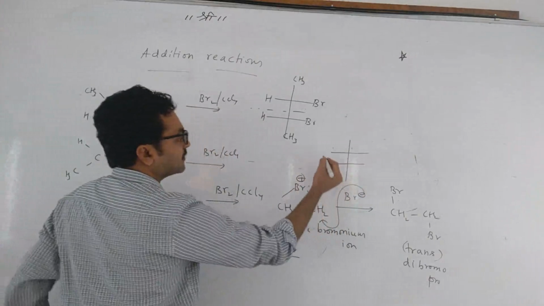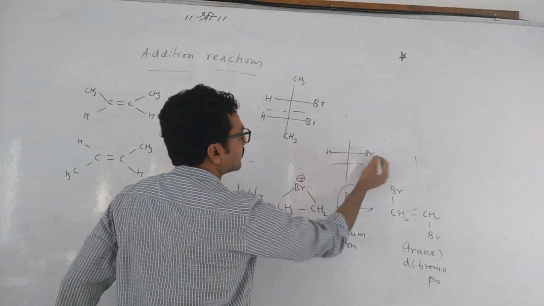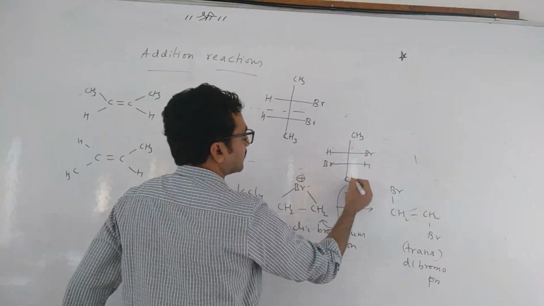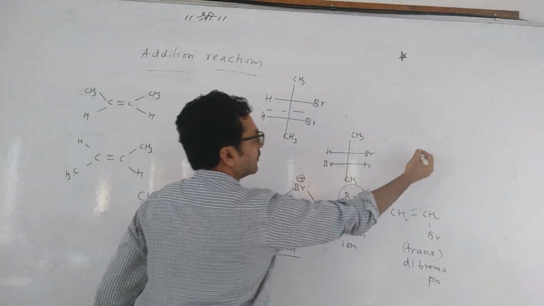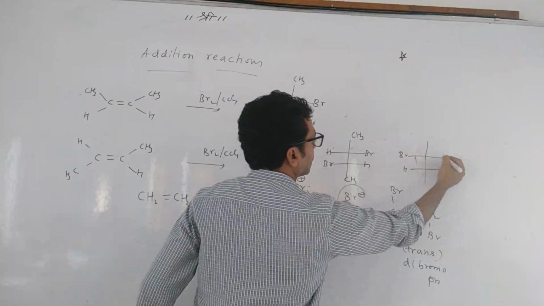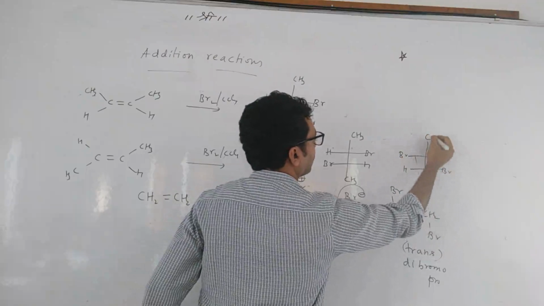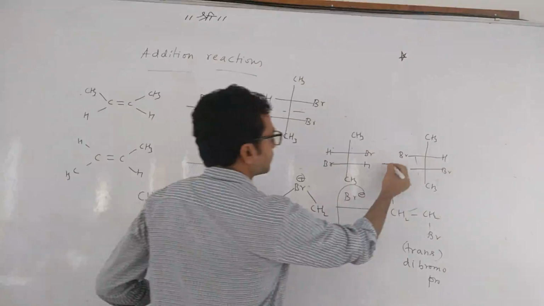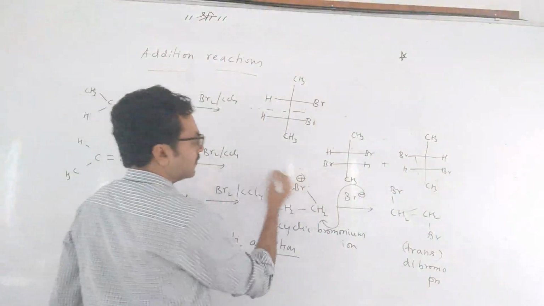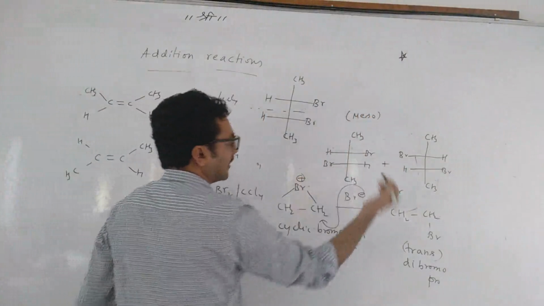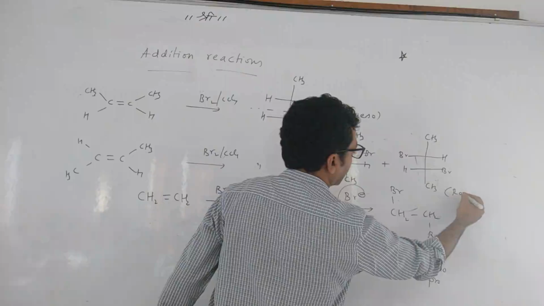But if you take the trans one, you will get a racemic mixture. Racemic mixture means an equimolar mixture of D isomer and L isomer. This all comes under stereoisomerism. So here you will get a racemic mixture. This is the racemic mixture, this is the meso compound. Like that you write. I will tell you the clue also, how to remember.